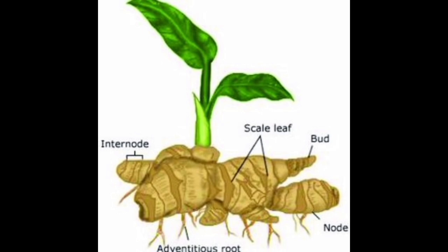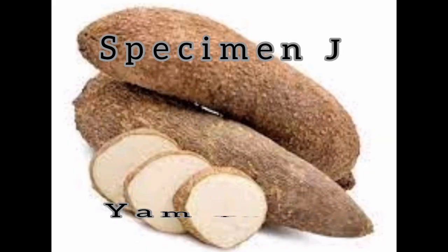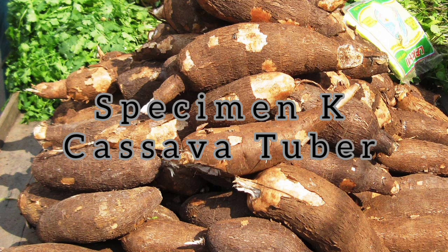So you need to also be able to draw, and it looks like that, and according to scale, as you may be asked. All right, so I've compared onion bulb with ginger. We're going to move to specimen J and K, which is yam tuber and cassava tuber.